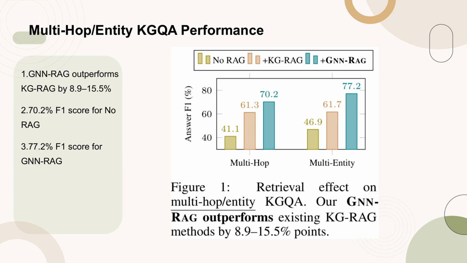Figure 1 illustrates the performance comparison on multi-hop and multi-entity KGQA tasks. The GNN-RAG method significantly outperforms existing KG-RAG methods, achieving an F1 score improvement of 8.9 to 15.5% points. Specifically, the F1 score for the no-RAG approach is 70.2%, while GNN-RAG achieves a notable 77.2% F1 score, demonstrating its effectiveness in handling complex KGQA tasks.